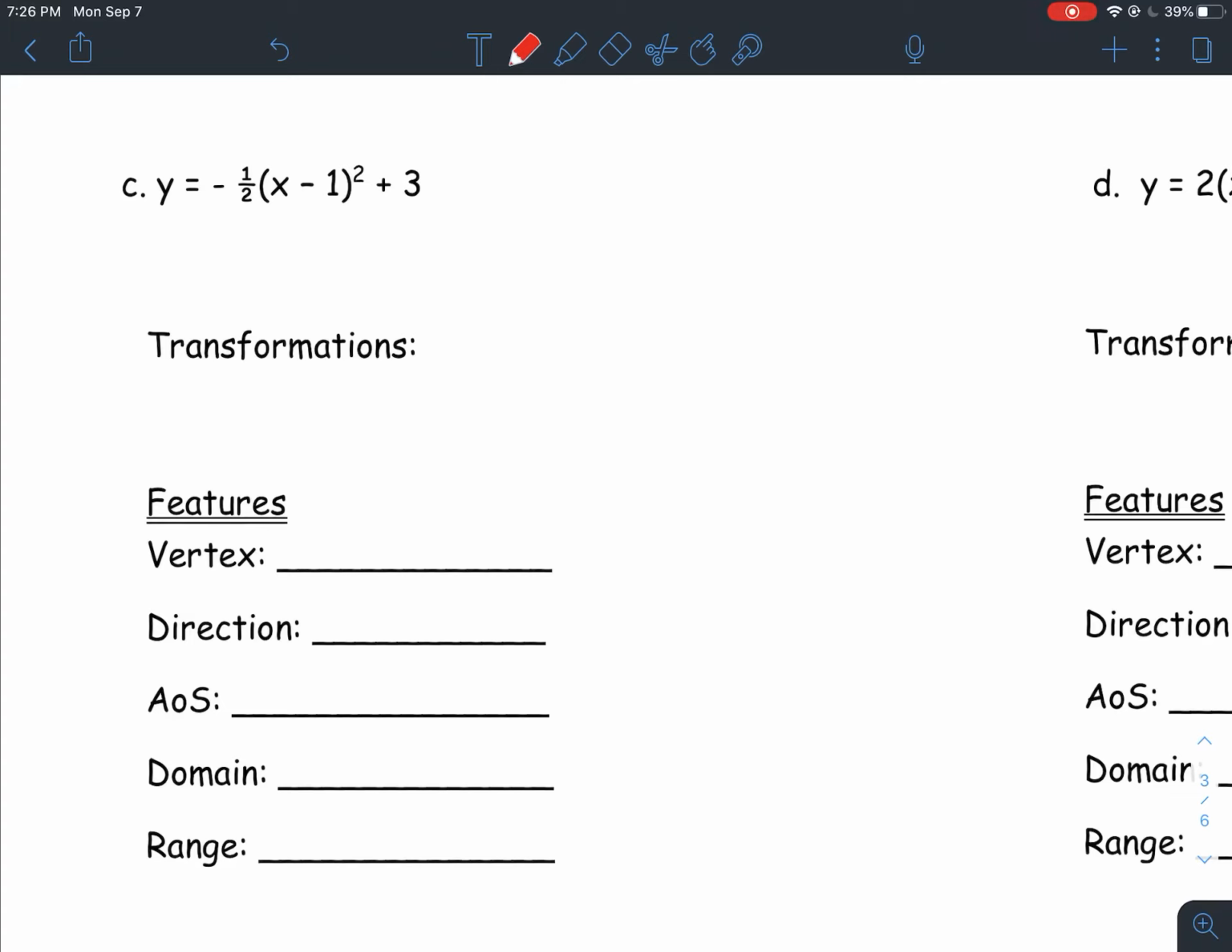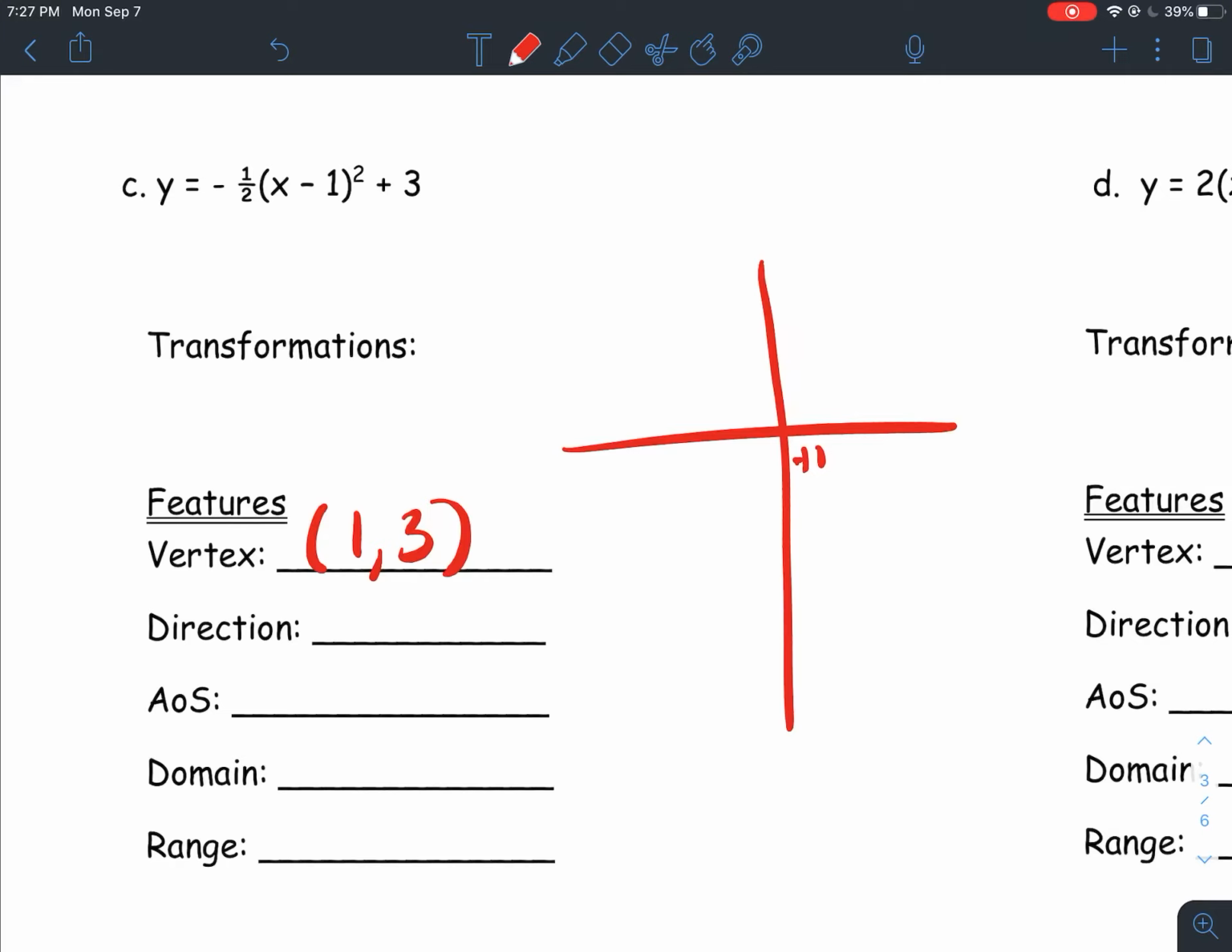All right. So now we've got this one. Again, first, let's find the vertex. That really should be the first thing you always do. Our vertex here is 1, 3. Again, you switch the sign. The y value keeps its sign. 1, 3. So let's kind of just do a rough graph of that. We get 1 plus 1, up 3, and that is going to be our vertex.